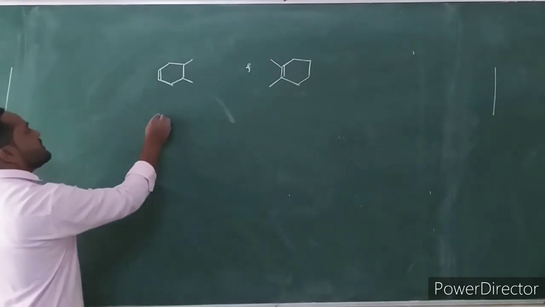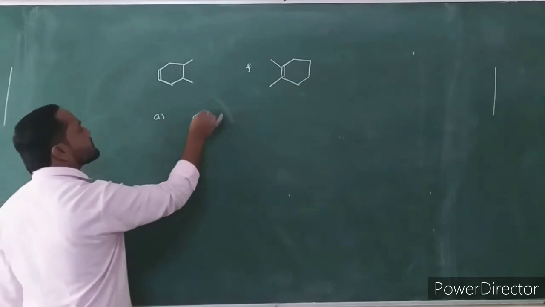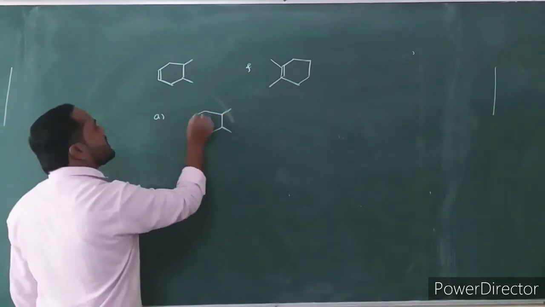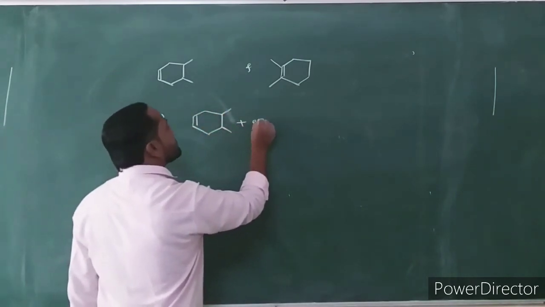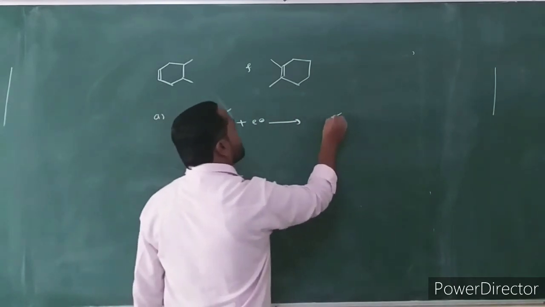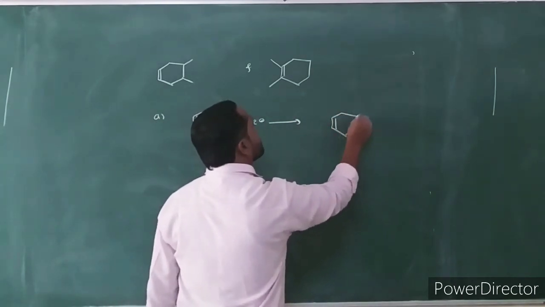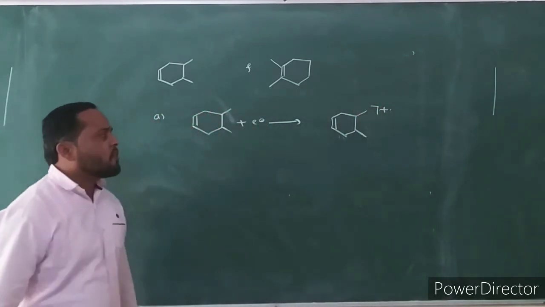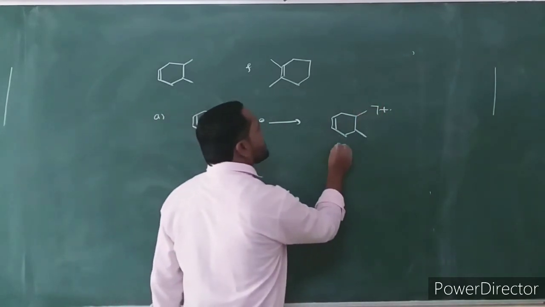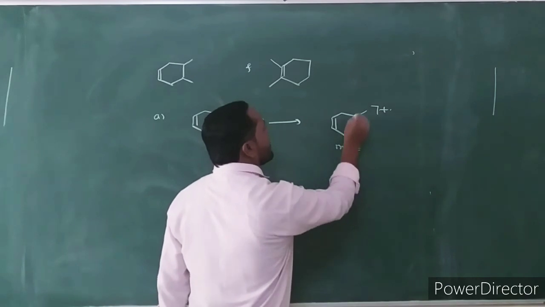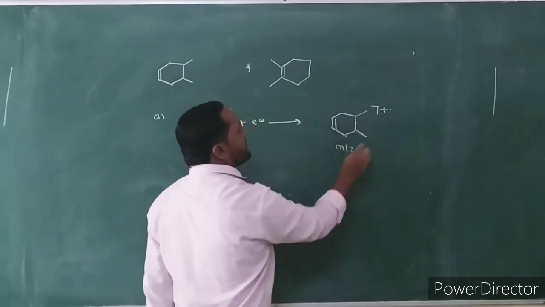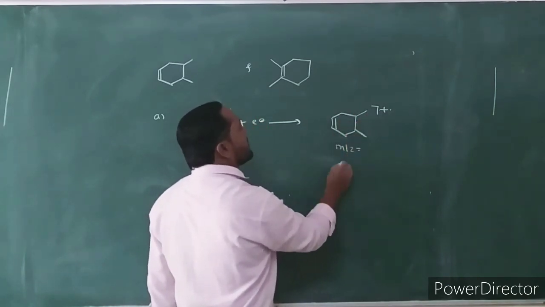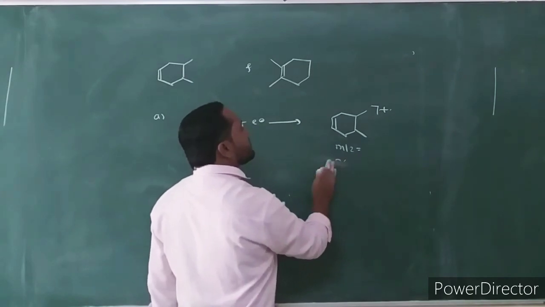Then consider compound first. After electron ionization, this molecular ion is formed. What is the mass to charge ratio of this molecular ion? Ring carbons 6, 7, 8. 8 into 12, 96.